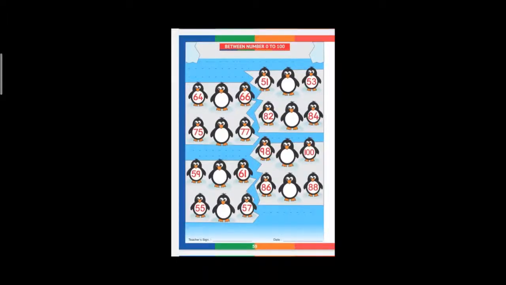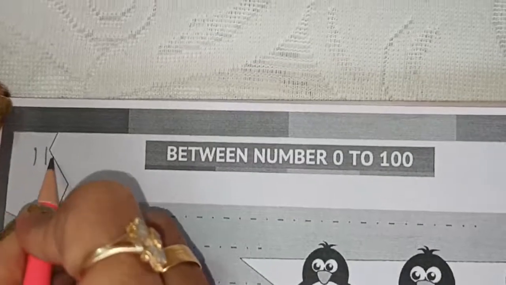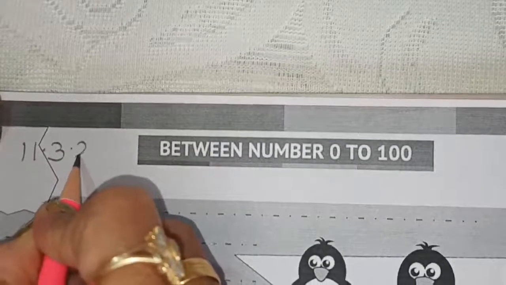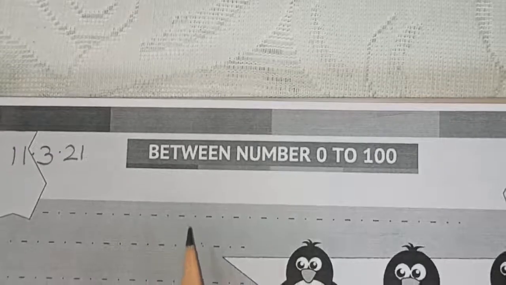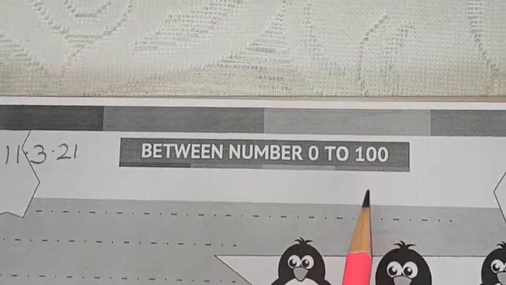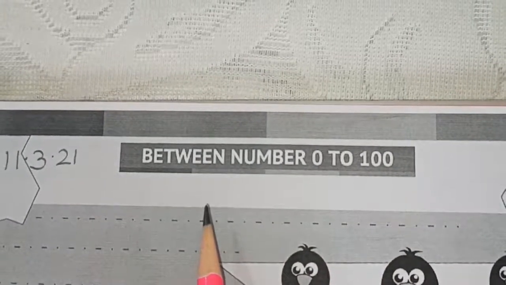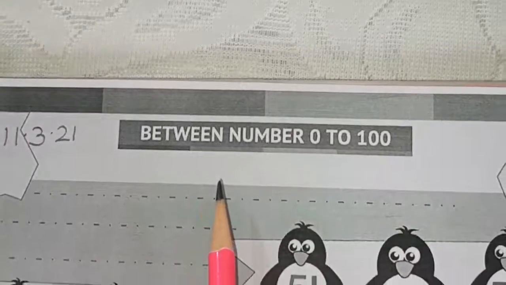Children, please open page number 59 of your maths classwork book. Let's write today's date. It's 11.3.21. In this page, we have to do between number 0 to 100. As you all know, between number is a number that comes in the middle of two numbers.